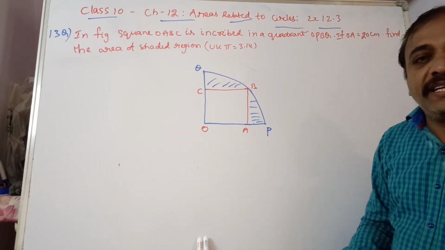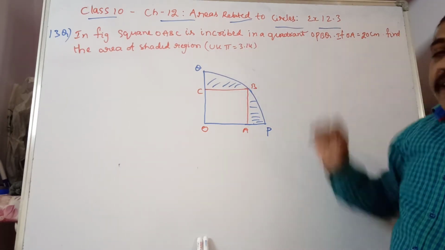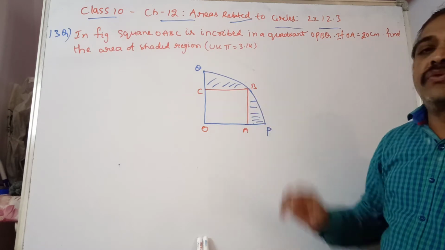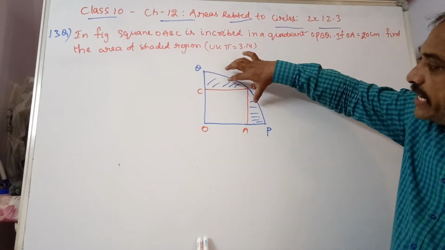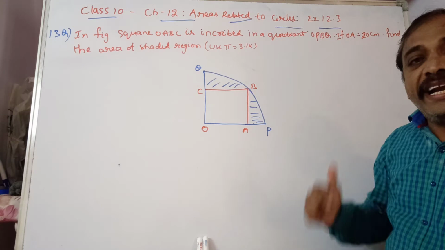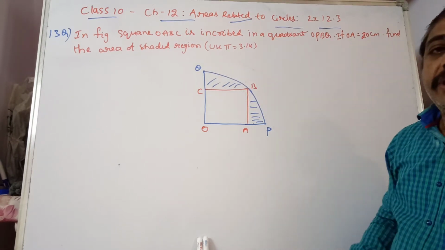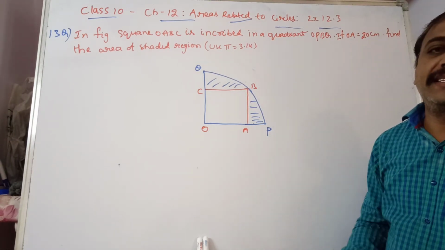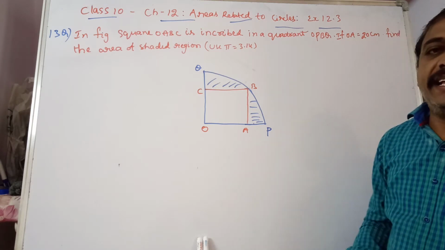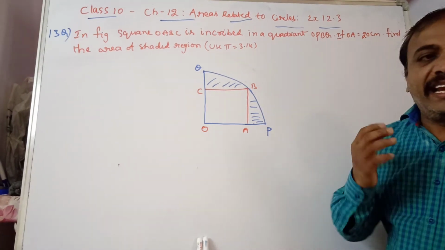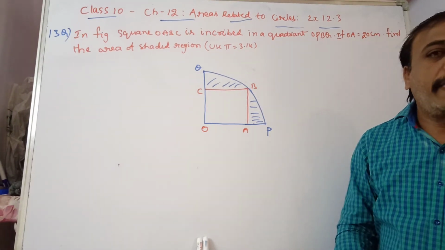What do we have to do first? The area of the quadrant minus the area of the square will give the area of the shaded region. To find the area of the quadrant, we require its radius. So how can we find it? Can anyone guess how to find the radius?